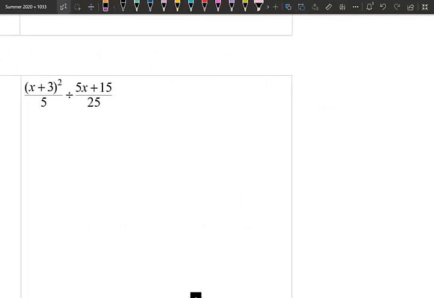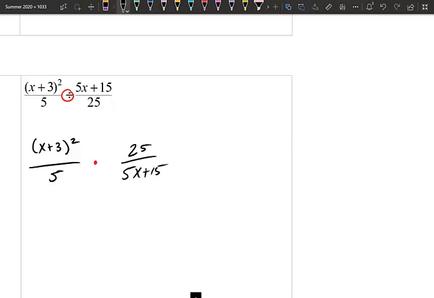Now that we're dividing, we keep, change, flip. So I'll tell you what that means. We keep the first one identical, we change the sign to multiplication, and we flip the second one. Now we factor and do all of what we're supposed to do.